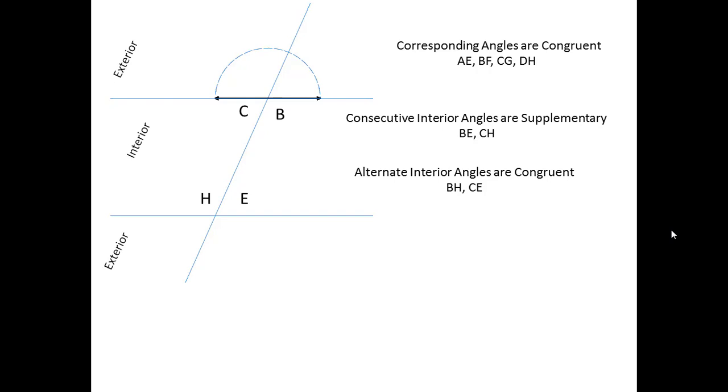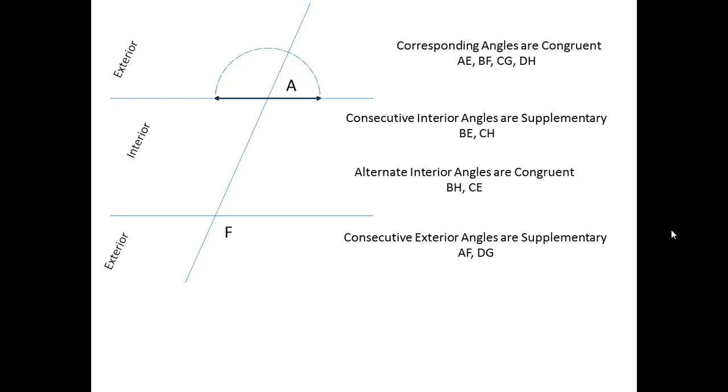Those are the acute angles. Next, we work out the relationship of the exterior angles. And we have a set that's similar. We have consecutive exterior angles that are supplementary. They include A and F.